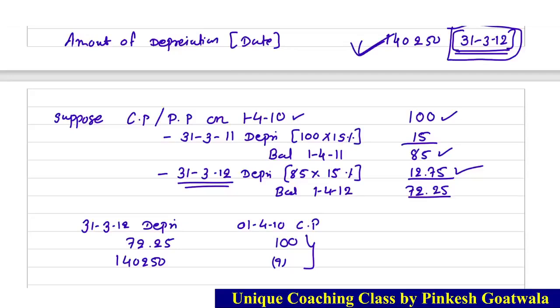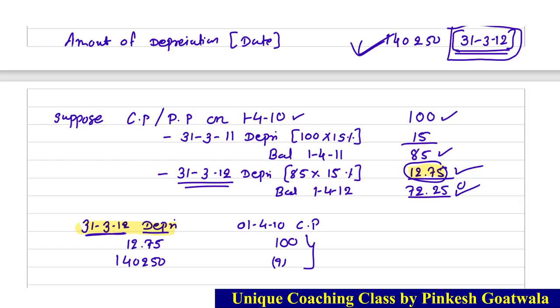Here what we have to write? We have to write the depreciation, the 31st December amount of depreciation. So remember this point, because many students write the balance. So what did I do here? Remember what we have to write: the amount of depreciation. So I write here 31st December depreciation. How much is the 31st December depreciation? It is 12.75. So I write here 31st December depreciation 12.75 and 1st April 10 cash price 100.